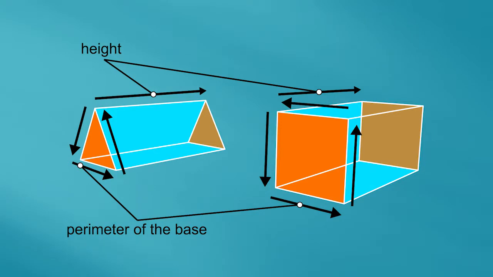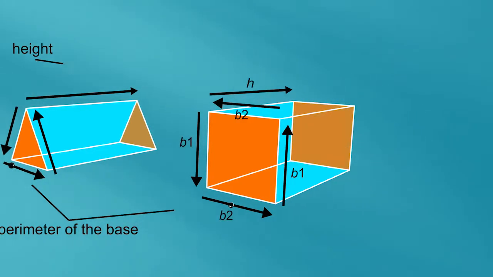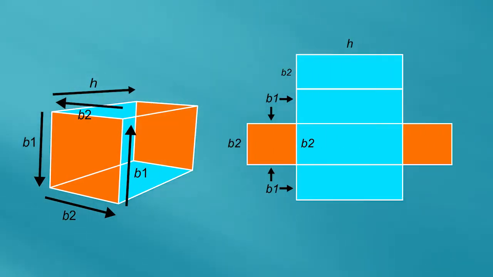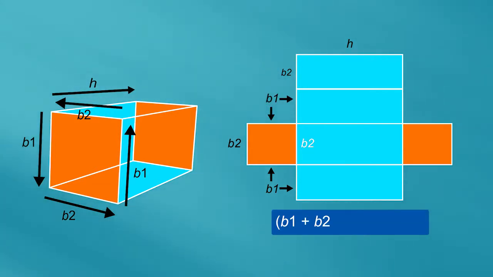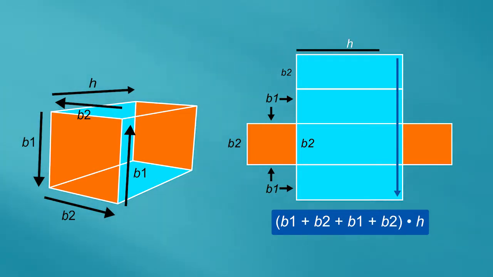You could also visualize this by unfolding the prism and looking at all of the faces in 2 dimensions. This is called a net. A prism net is a layout of the prism's faces that allows you to see how the area of the faces relate to each other. As you can see, the sum of the base's perimeter, B1 plus B2 plus B1 plus B2, is the width of the lateral faces. Multiplying the sum by the height will give you the area of the lateral faces.